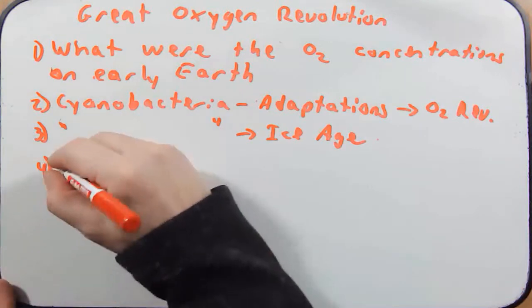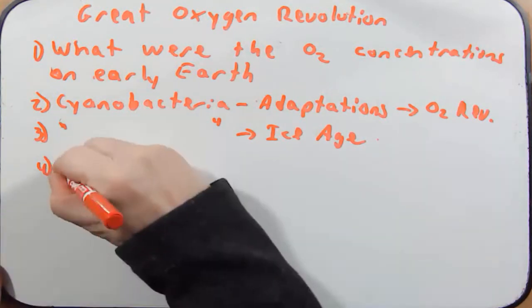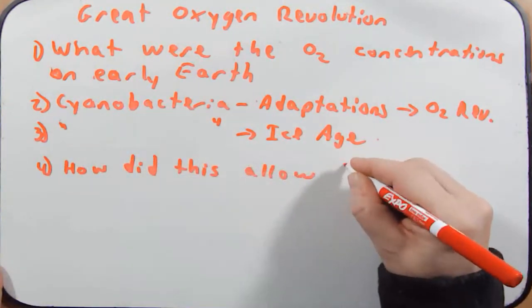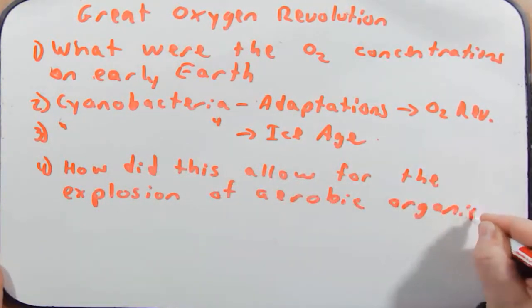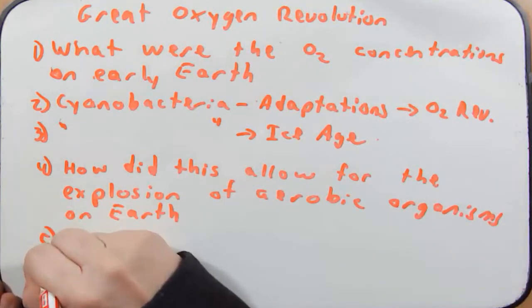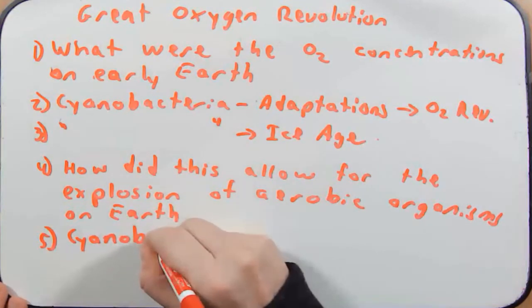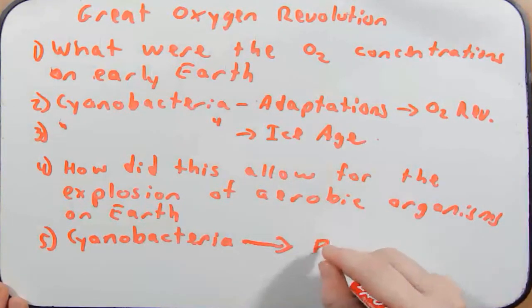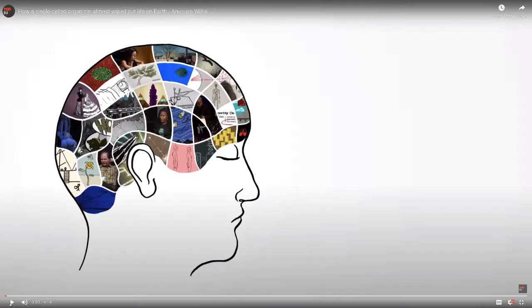The next question I want you to think about is, how did this allow for the explosion of aerobic organisms on Earth? And lastly, how did our good friends, the cyanobacteria, popping up here again, help lead to the formation of plants? And this will be a good stepping stone into our next unit of material where we're going to spend quite a bit of time talking about plants. So let me go ahead and move to that video.